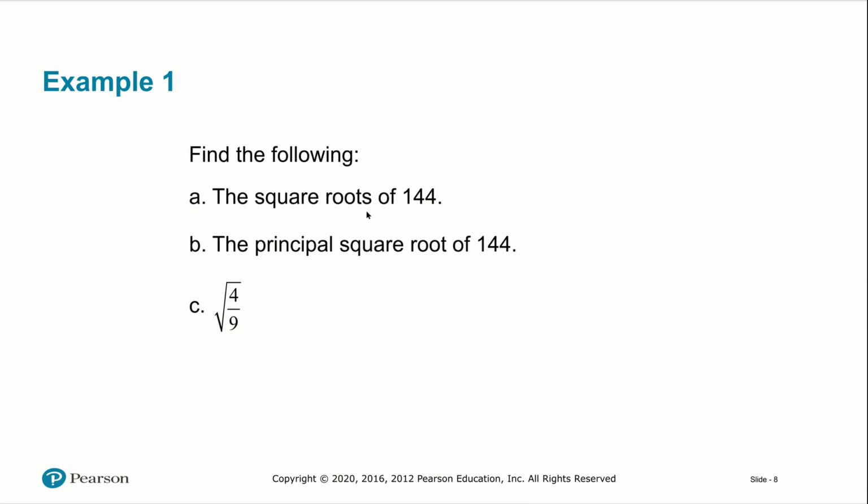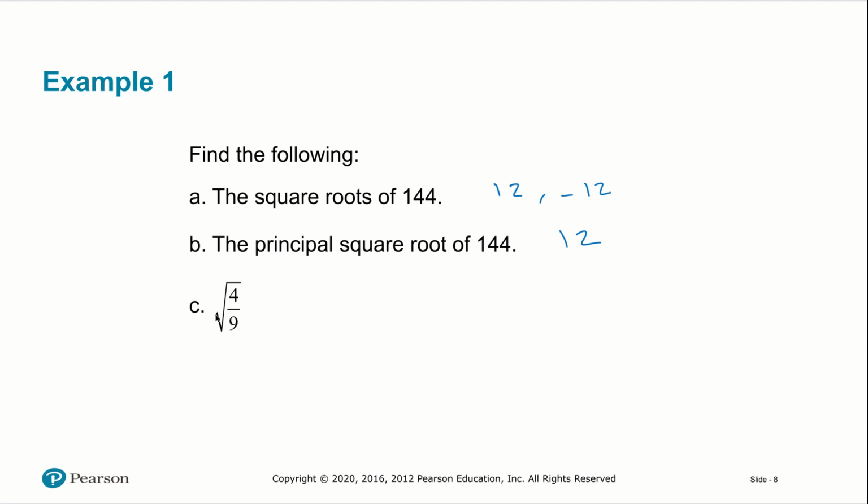All right, what if we want to find the square roots of 144? So we're looking for numbers that when we square we get 144. So of course we know there are two of them, right? 12 and negative 12. But what if they only wanted the principal square root of 144? Remember, in that case there's only one, and that's the non-negative one, 12.